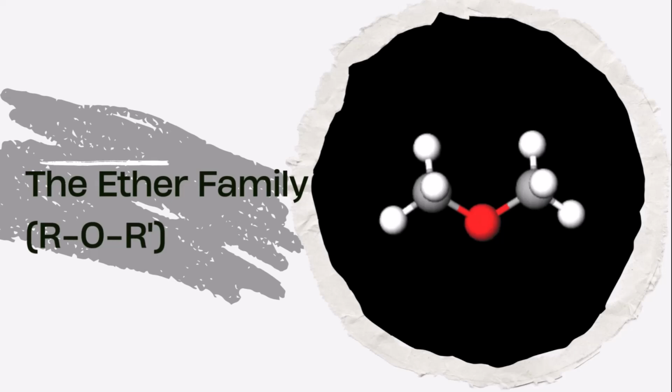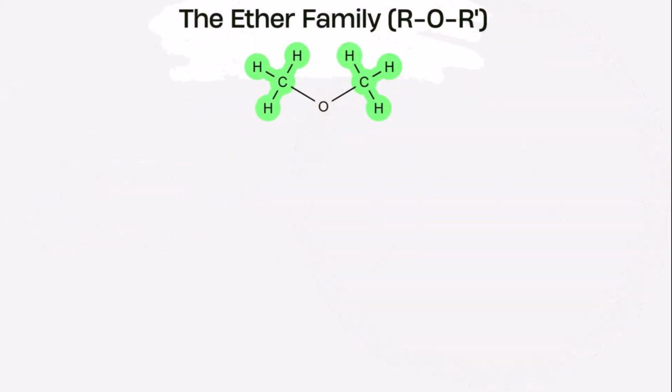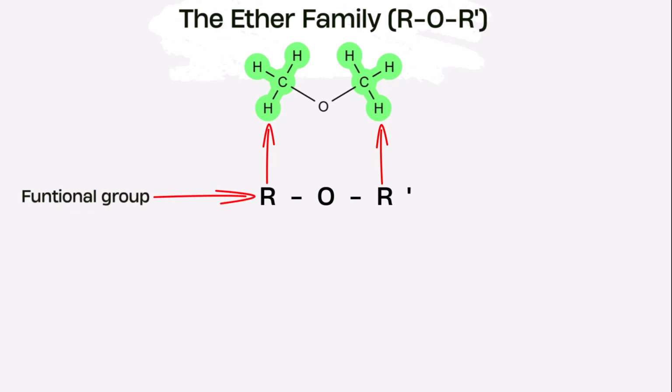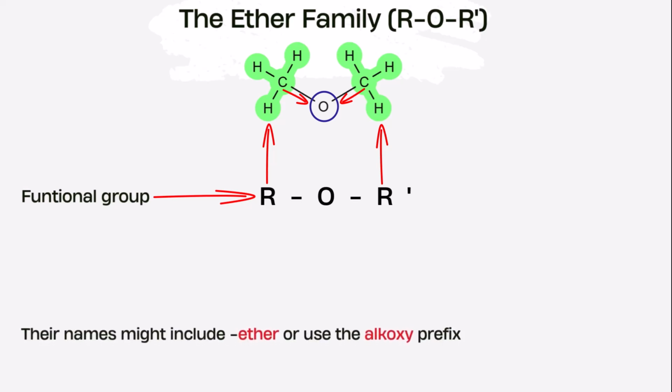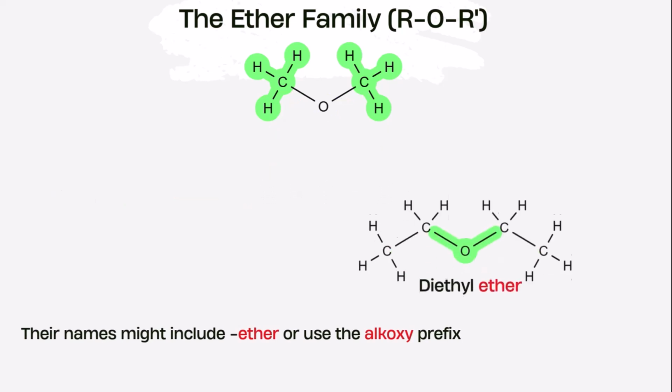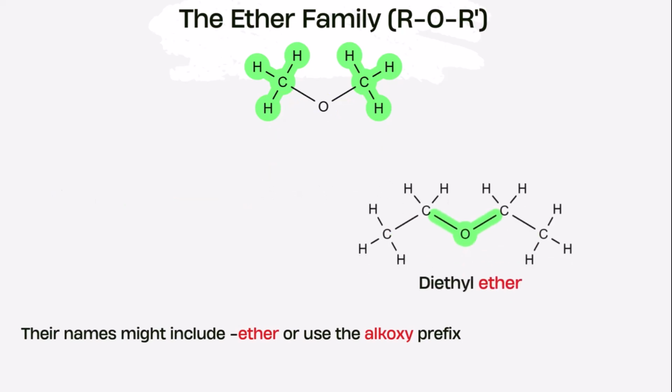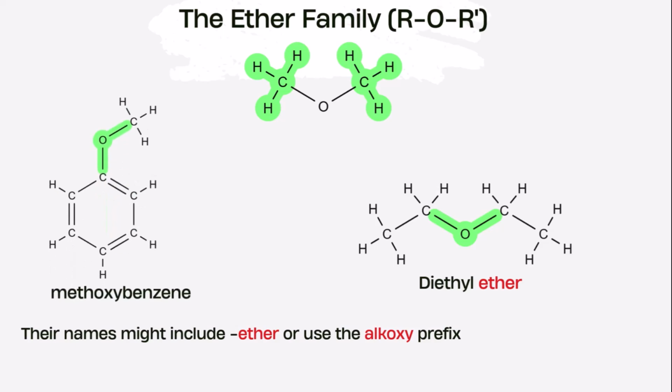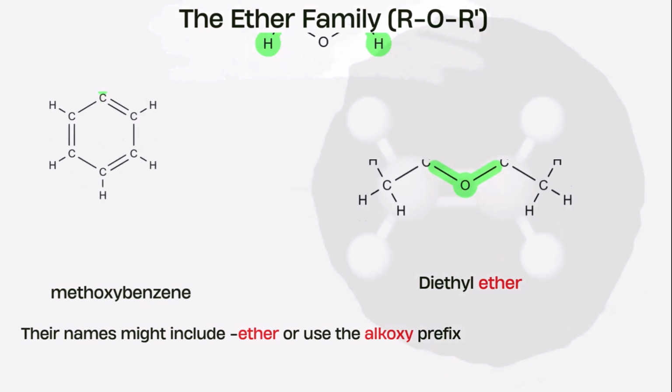Next, we have the ether family. In this, an oxygen atom is bonded to two alkyl or aryl groups. Ethers are basically the peacekeepers. They connect two groups of carbons with an oxygen bridge, making them the mediators of the chemistry world. Their names might include ether, or they use the alkoxy prefix, as in diethyl ether or methoxybenzene. They are not overly reactive but are crucial in forming balanced solutions.